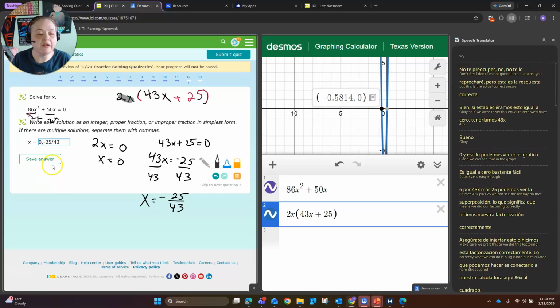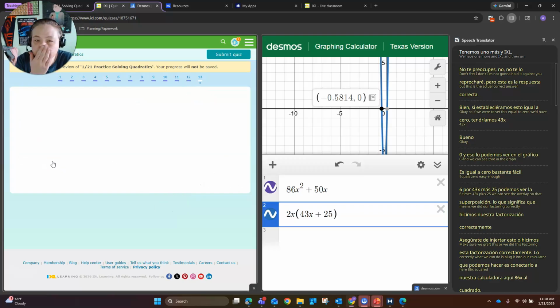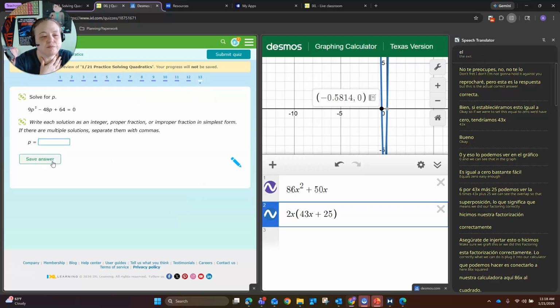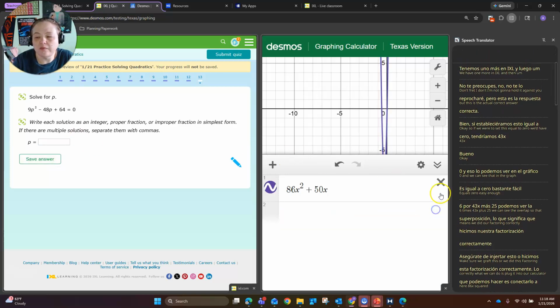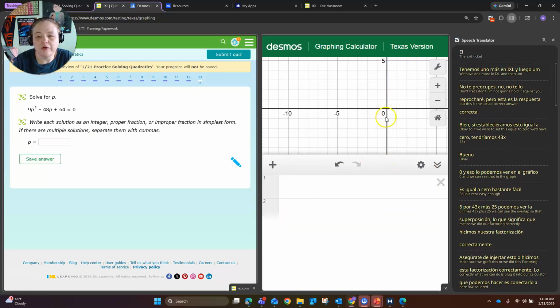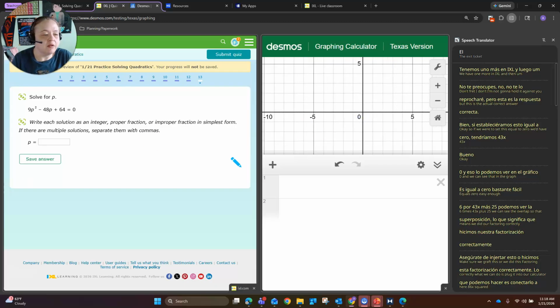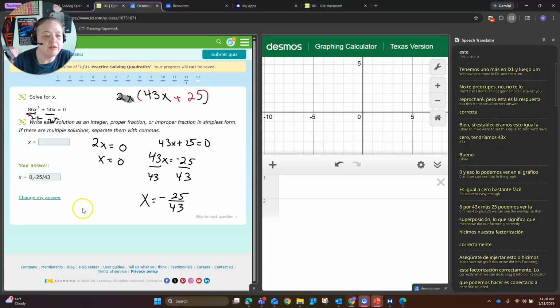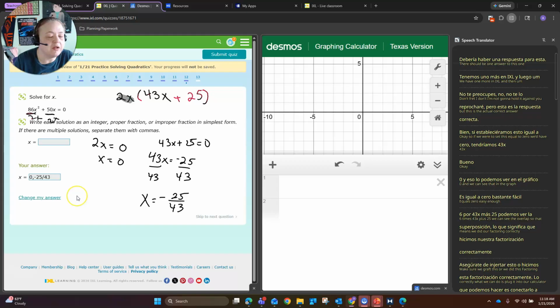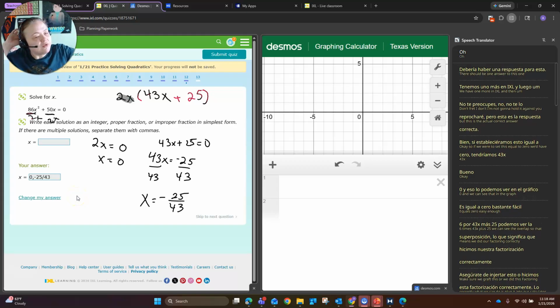We have one more in IXL and then the exit ticket. There should be one answer to this one. This one is a perfect square. So I'm going to give you, for the previous one, this is the answer: 0, comma, negative 25 over 43. Those are the answers.